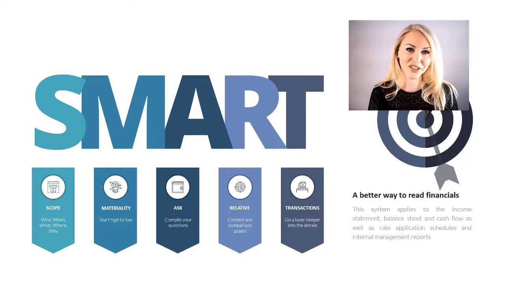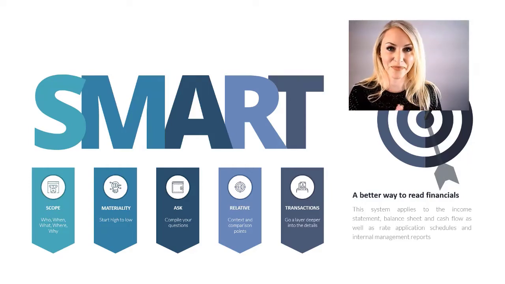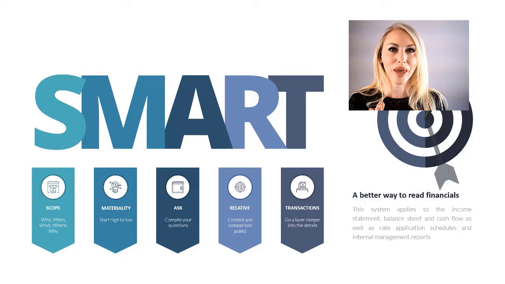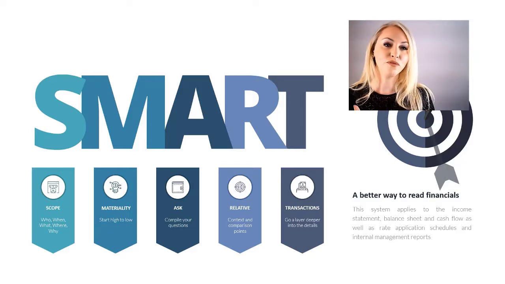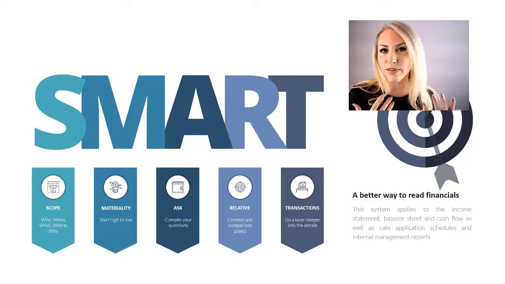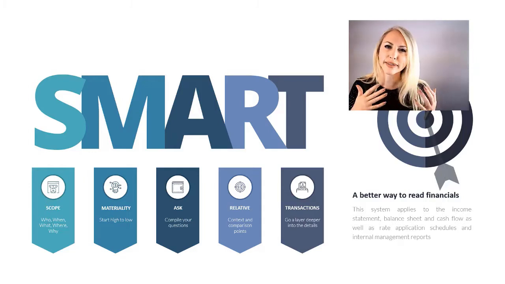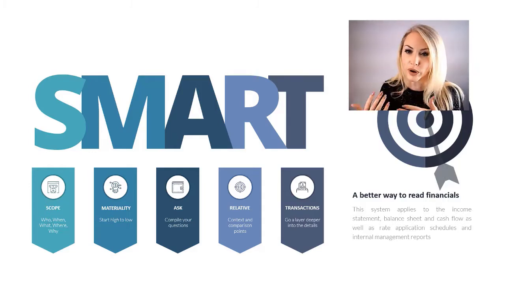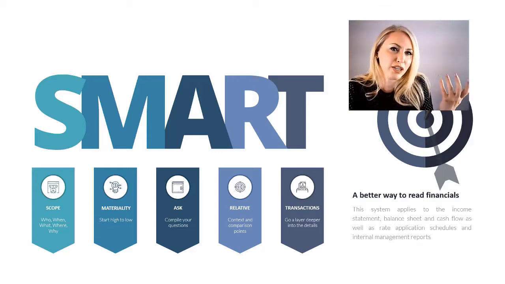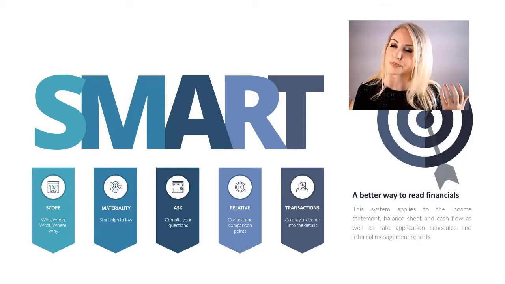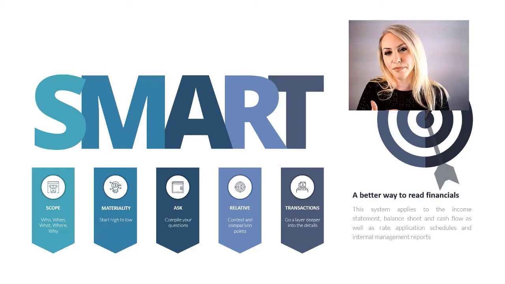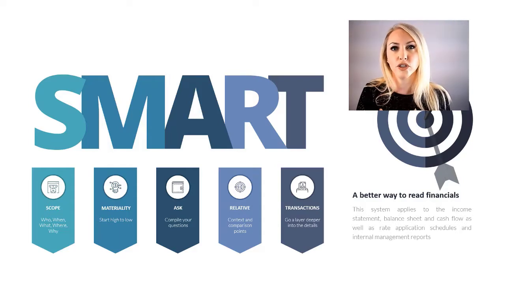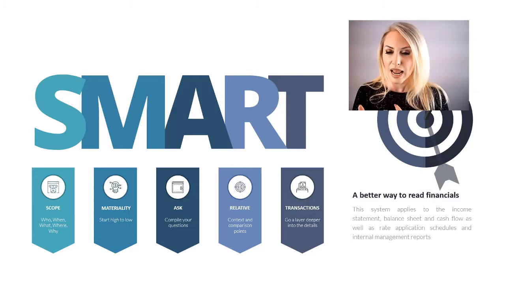So in this segment, I'm going to introduce you to the SMART system. What this is going to do is give you a step-by-step system for how you should go about reading financial statements. Regardless of whether it's an income statement or a balance sheet, or some of the schedules that go along with your rate application, or just an internal budget report that you're receiving, there's a certain system that can help you read those financials faster and actually get a lot more insight out of it.